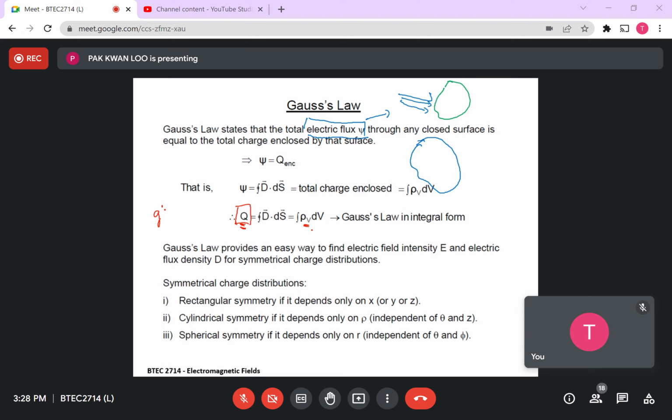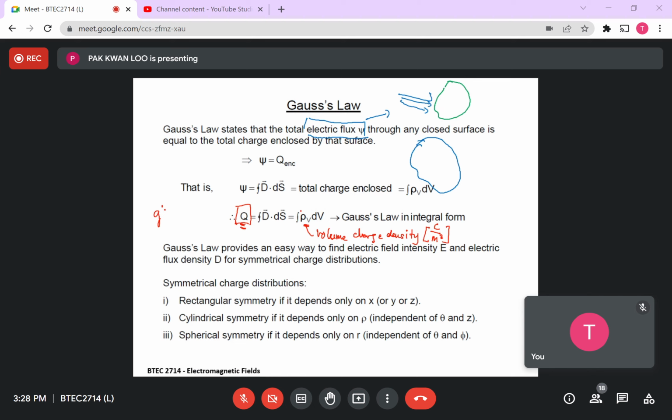So rho V, as we know, is called the volume charge density. Volume charge density is represented by charge divided by meter cubed. And this integral evaluation is correct, because volume charge density multiplied with volume, integrated over a volume, equals Q, the charge.